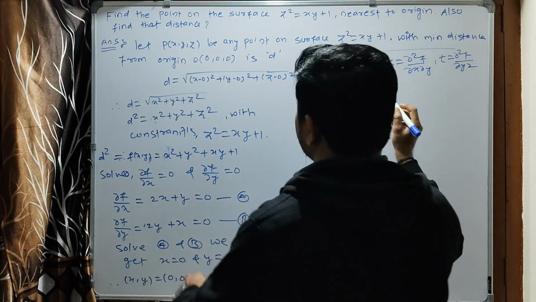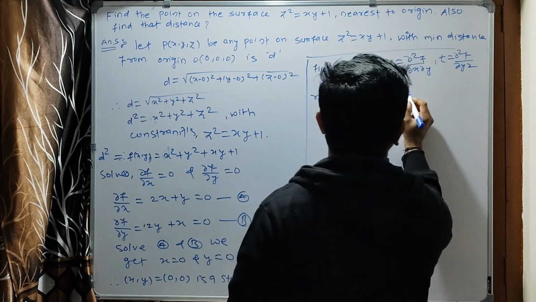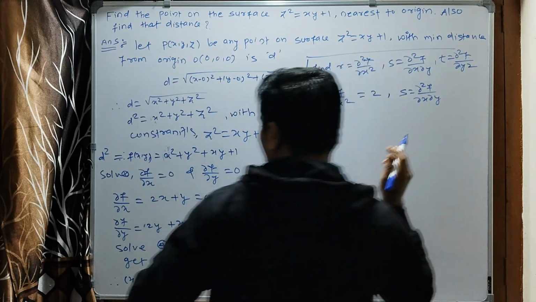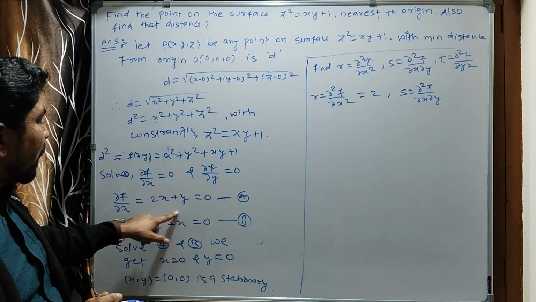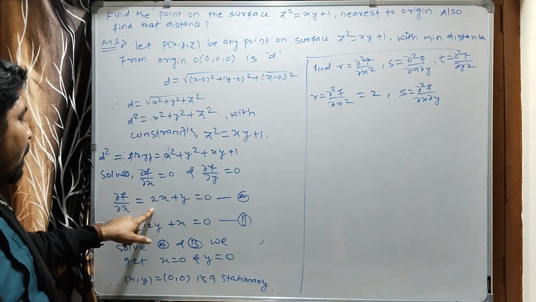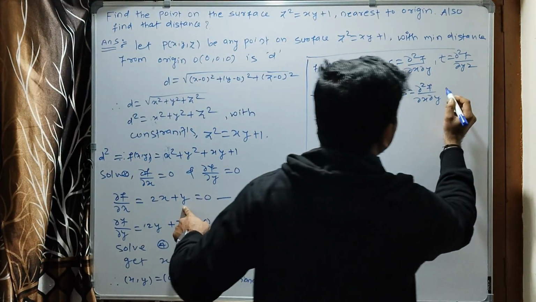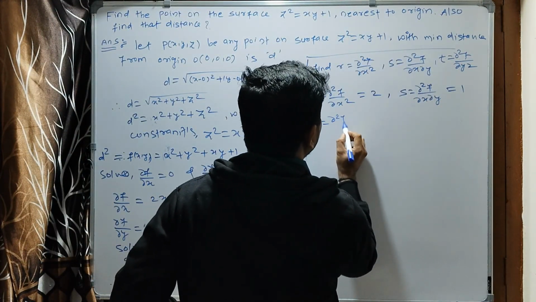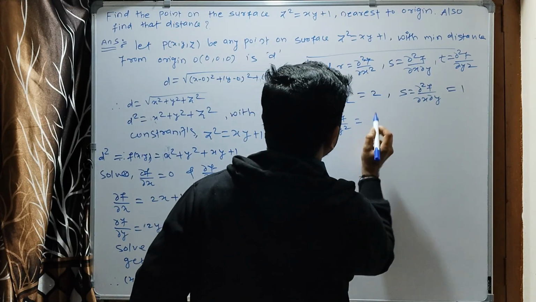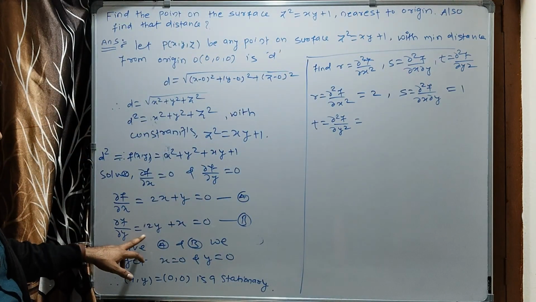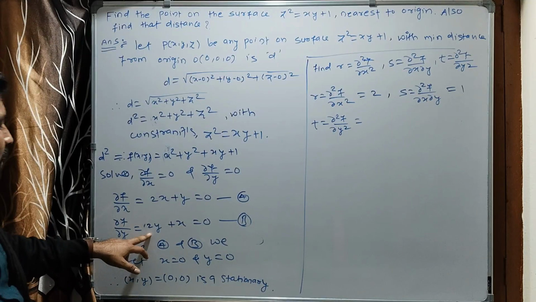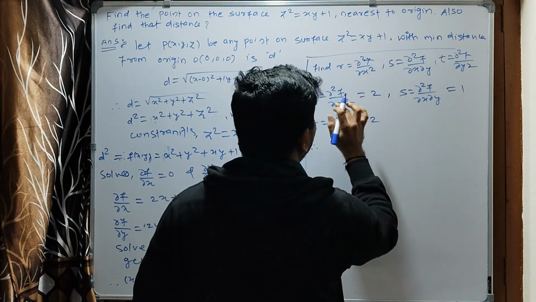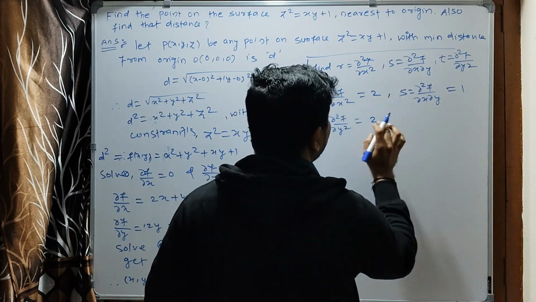Now I want to find s. So here s equal to ∂²f/∂x∂y. So this is ∂f/∂x. Again I want to partially differentiate this equation with respect to y. So this is 0 and this is 1, which is equal to 1. Now t equal to ∂²f/∂y², which is equal to the partial differentiation of this function again with respect to y. This becomes simply 2. Therefore here r is constant, s is constant, t is constant.